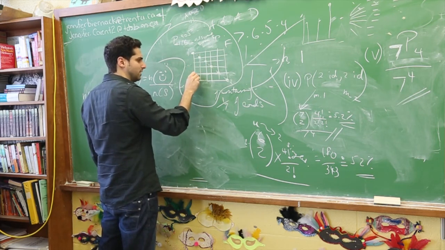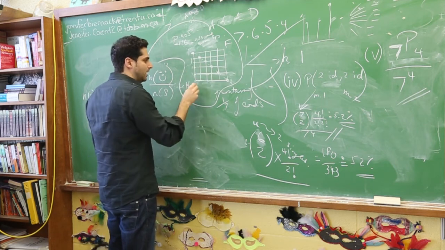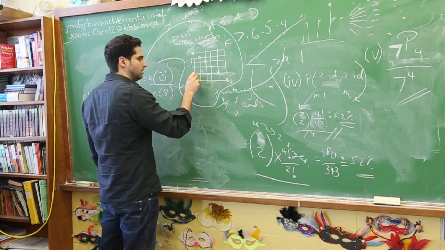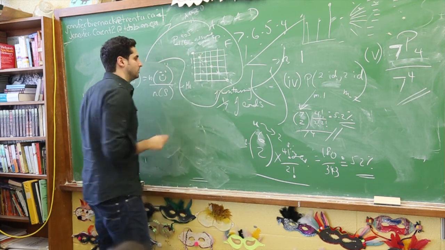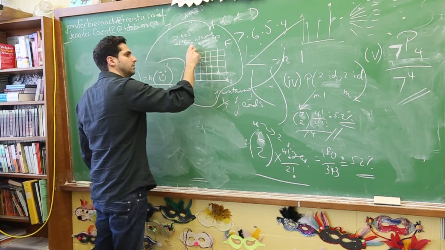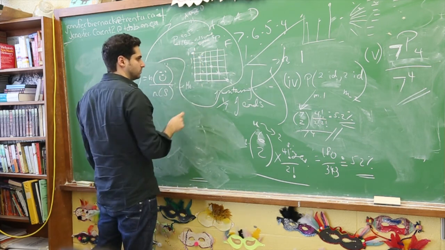Look, to get to here, how many ways can I get to here? 1. To here, 1. To here, 1. To here, 1. How many ways can I get to here? 1. How many ways to here? 2. 3. 1 and 2 is 3. 4, 5. Okay? So this is a 1 here. This is a 5. What about here? 7.